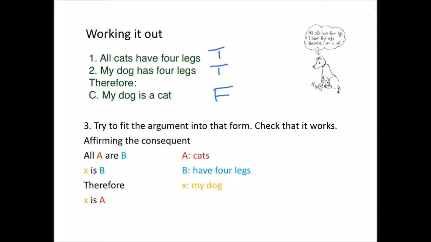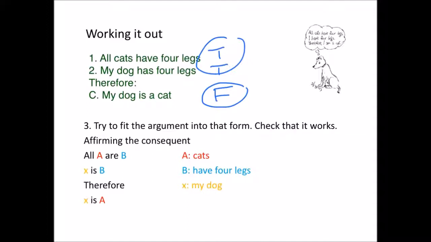So no valid argument can have true premises and a false conclusion. That's just from the definition of deductive validity. A deductively valid argument is one where if the premises are both true, the conclusion must be true. Here we've got true premises and a false conclusion, so it can't be deductively valid.